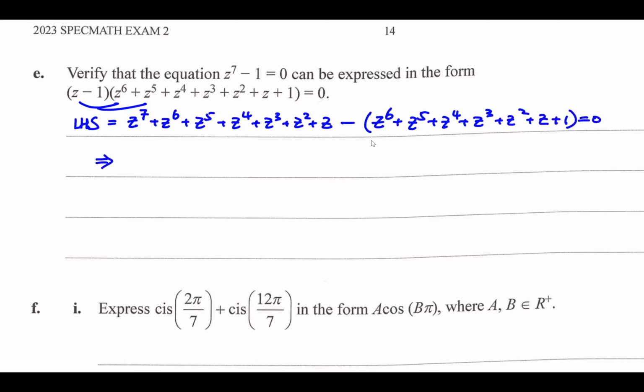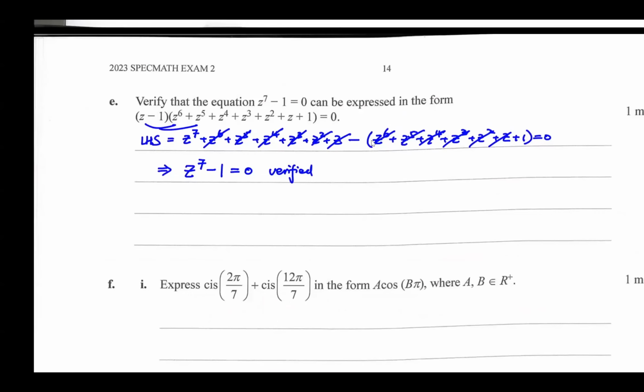And simplify your left-hand side, you will see they subtract each other. And eventually z to the power 7 minus 1 equals 0. And that's verified. Because the question only provided you 4 lines, I don't think you should do z to the power 7 minus 1, then divide it by z minus 1 and then repeat that process, because you don't have enough space to write them down. So I would teach the long division process.